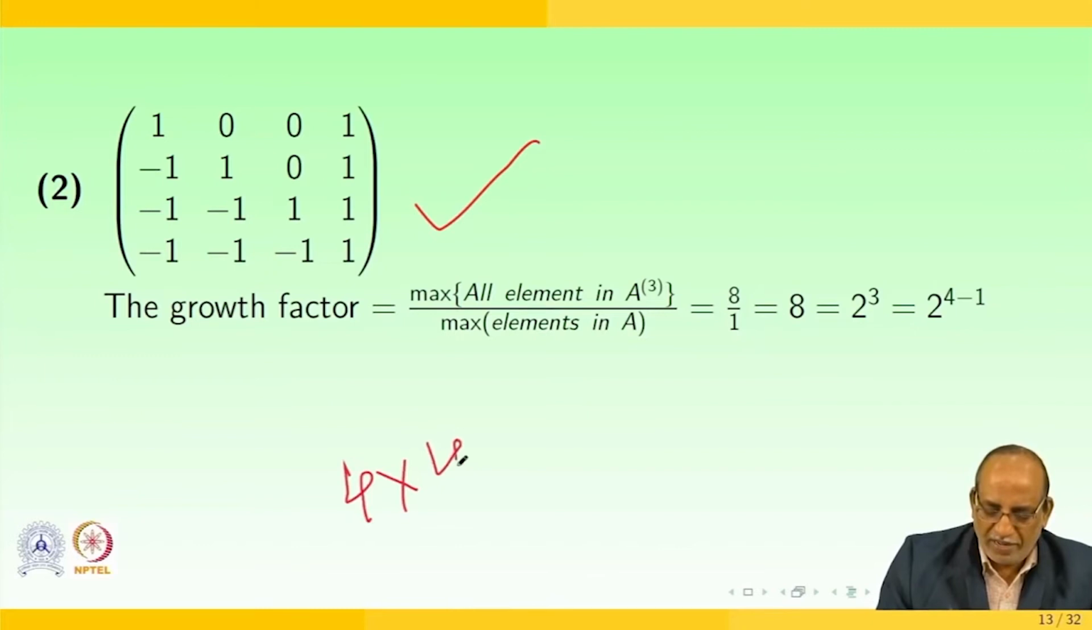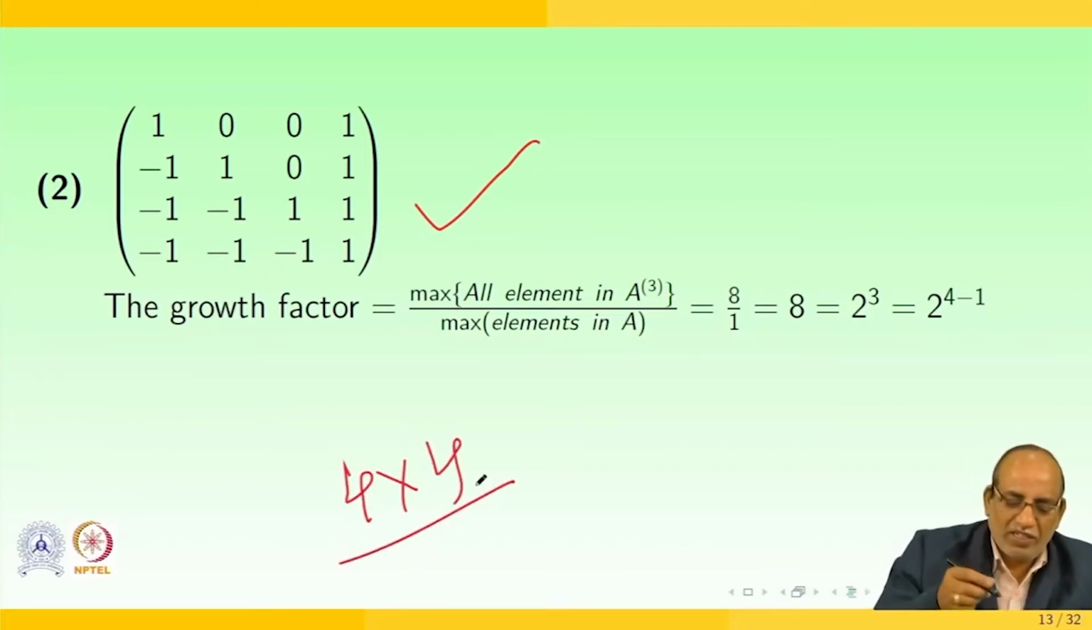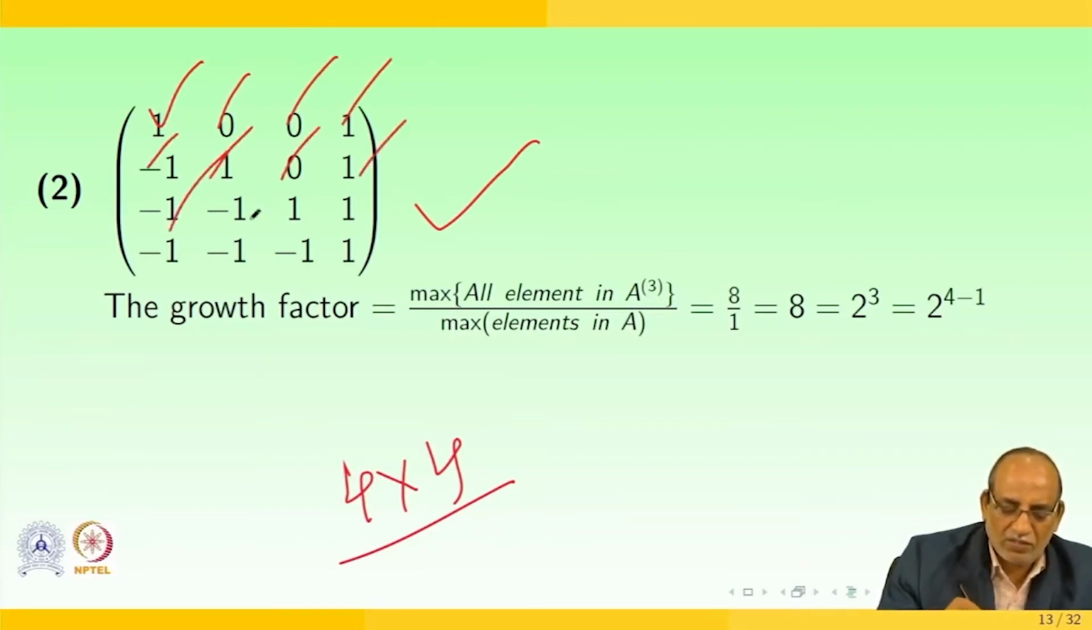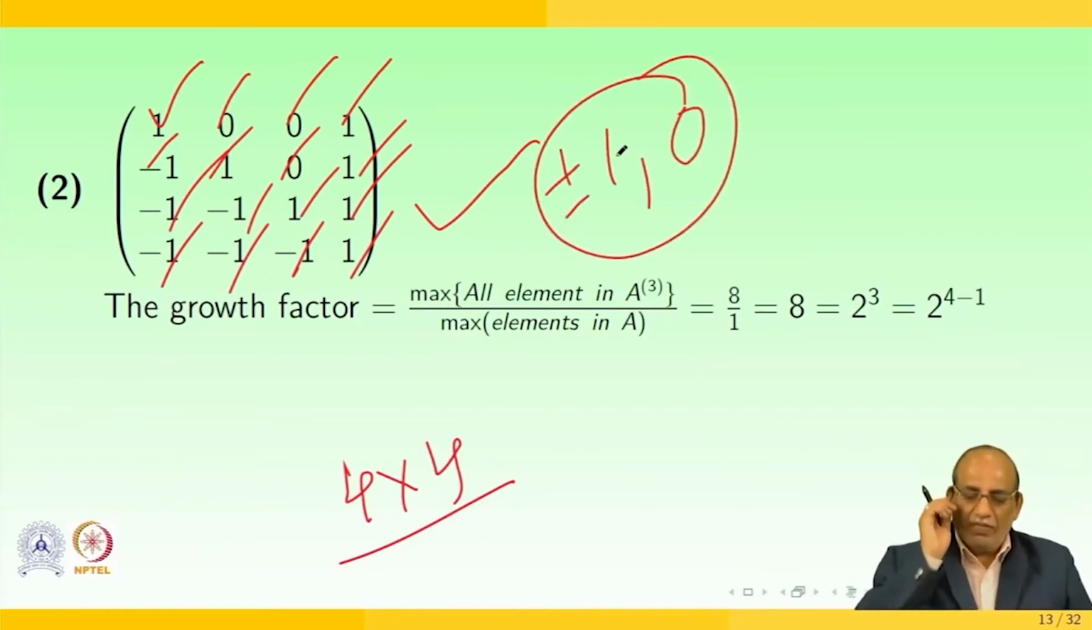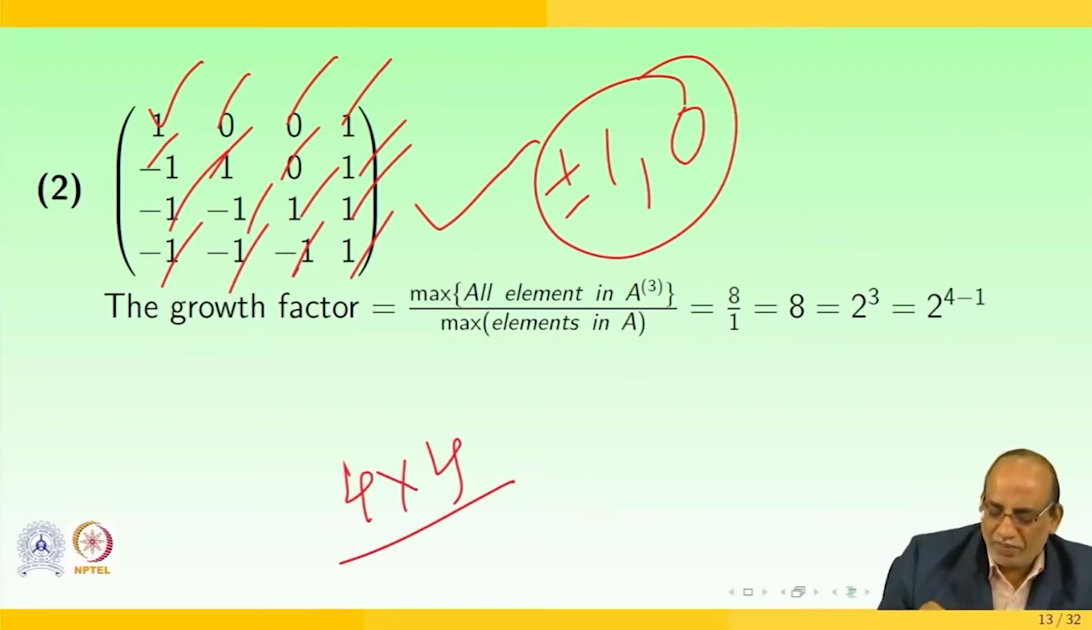It is a 4 by 4 matrix. You see the first row is 1 0 0 1, the second row is minus 1 1 0 1, the third row is minus 1 1 1, and the fourth row is minus 1 1 1. So the entries are either ones or zeros, where 1 means plus or minus 1. A very typical example. Let's see what the growth factor is. The growth factor is the maximum of all elements in A3. So what is the maximum of all elements in A3?